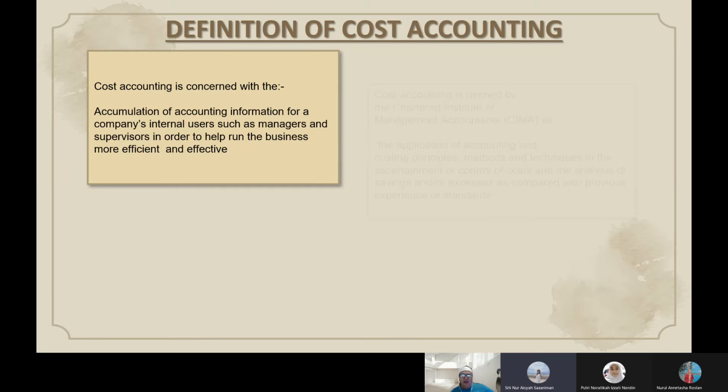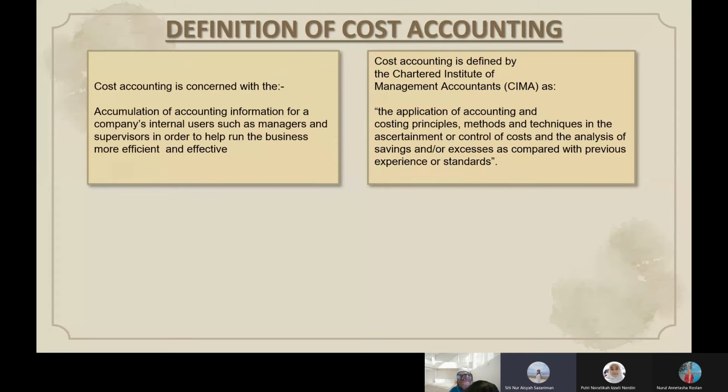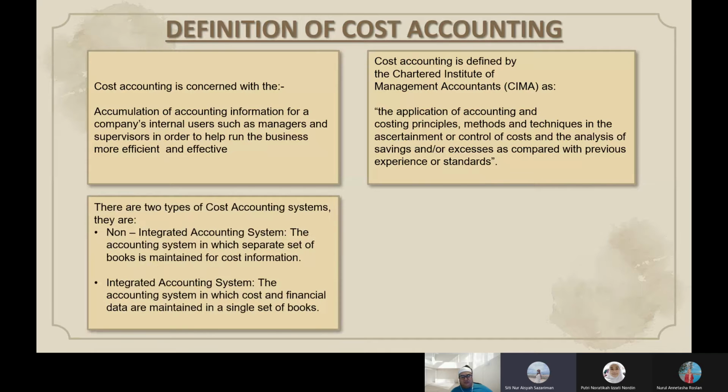Cost accounting is defined by the Chartered Institute of Management Accountants (CIMA) as the application of accounting costing principles, methods and techniques in the ascertainment of or control of cost and the analysis of savings and or excess as compared with previous experience or standard. There are two types of cost accounting systems. There is the non-integrated accounting system, the accounting system in which a separate set of books is maintained for cost information.